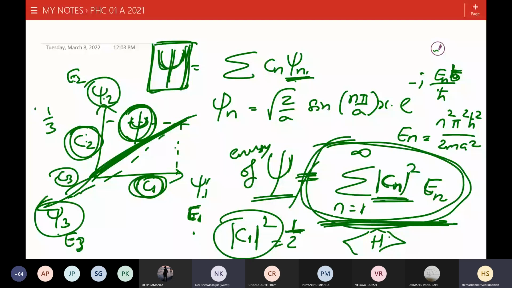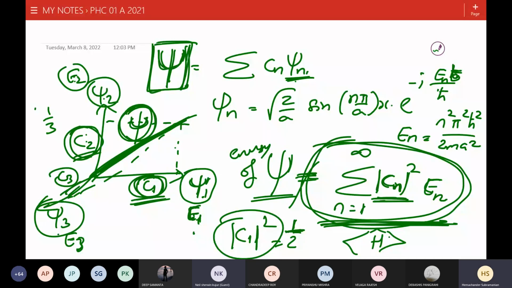So you have to create this system an infinite number of times, which means you have to create an ensemble, okay? And in each ensemble, you have to measure the energy. If you measure the energy an infinite number of times, sometimes you will see E1, sometimes you will see E2, sometimes you will see E3. And the probabilities of how many times you got E1, E2 and E3 will be C1 squared, C2 squared, and C3 squared, and so on.